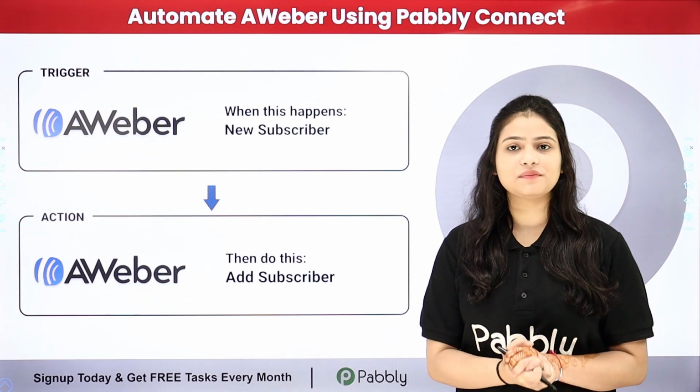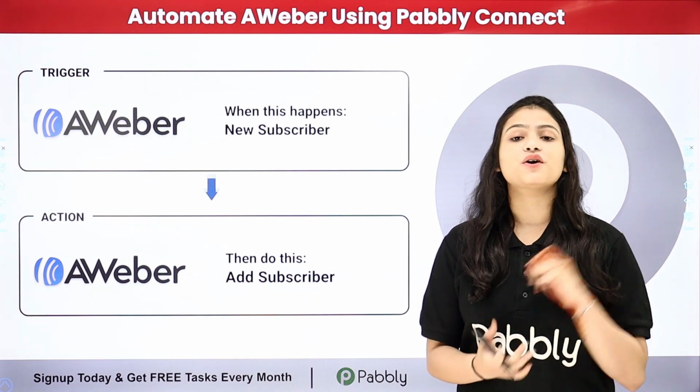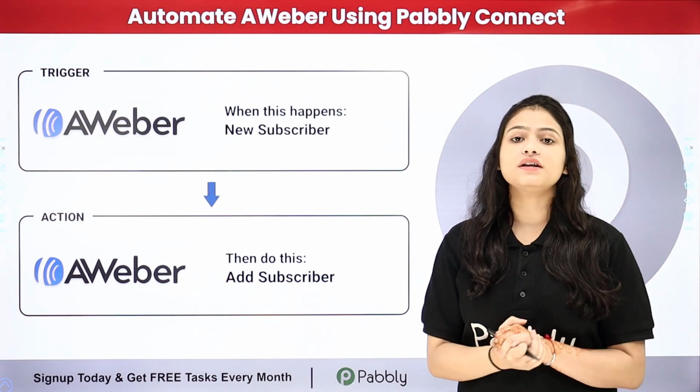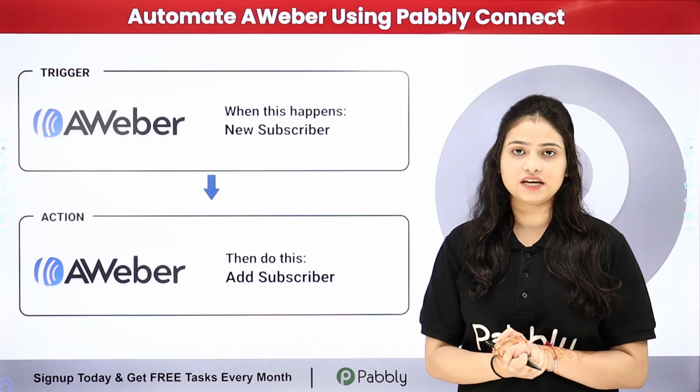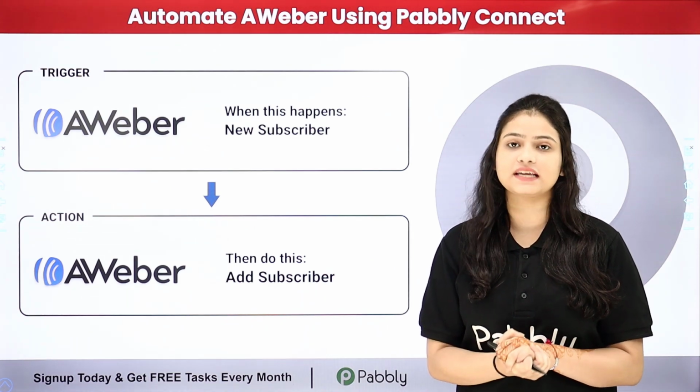So if you also want to streamline the process of your email marketing effortlessly, then you are in the right place because today we are going to learn how to automate AWeber using Pabbly Connect. AWeber is an amazing and popular email marketing application that is basically designed to help businesses manage the process of their email marketing effortlessly.